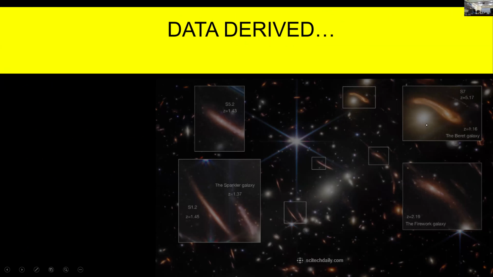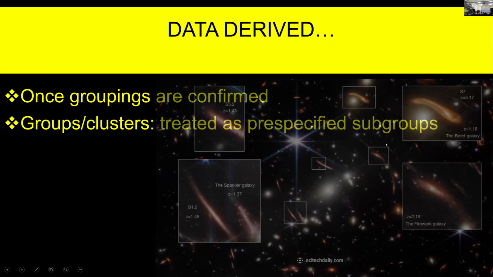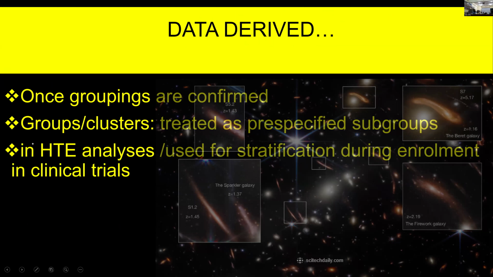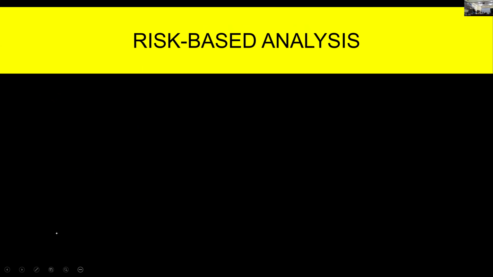So this is a picture of the night sky, and you can see there are many clusters of stars which are called galaxies. Similarly, we cluster patients, right? So once the groupings are confirmed as various clusters, like you can see these stars, they are treated as pre-specified subgroups. For the heterogeneity analysis, you can stratify patients based on these subgroups, mild, moderate, or severe, or whatever subgroups in clinical trials. For example, I was working on COVID and subphenotypes of ARDS. There are hypoinflammatory and hyperinflammatory types, and different types of sepsis. If you have subgroups, then you can see how the treatment works on the different subgroups.